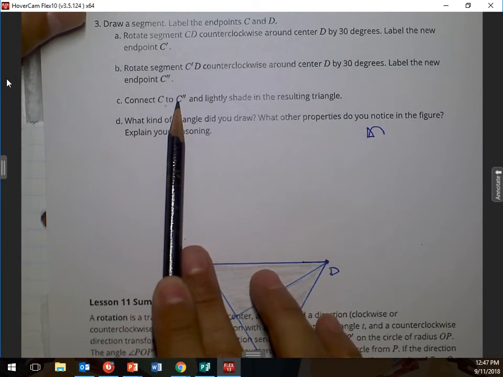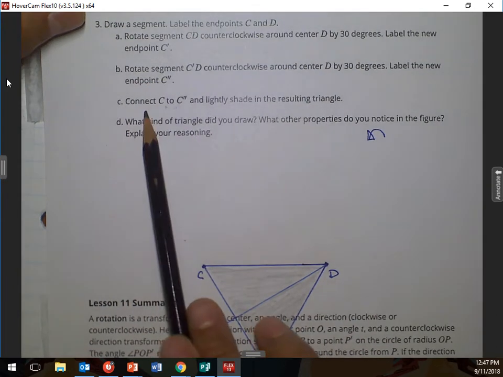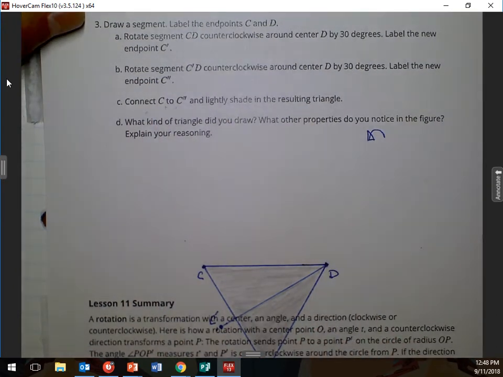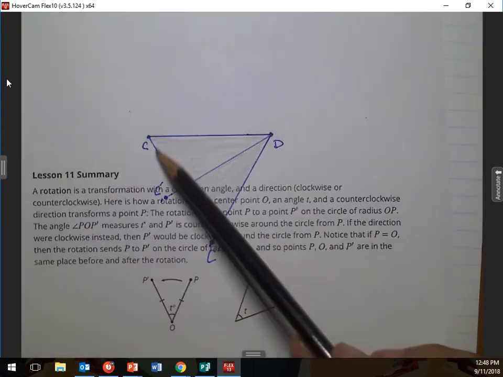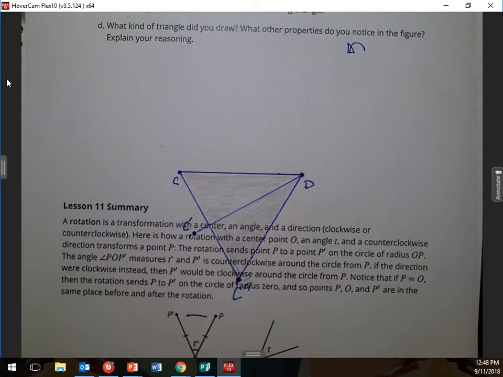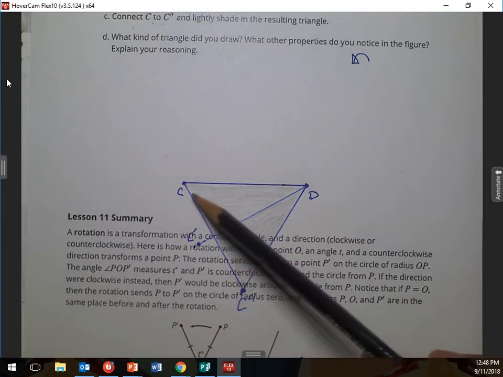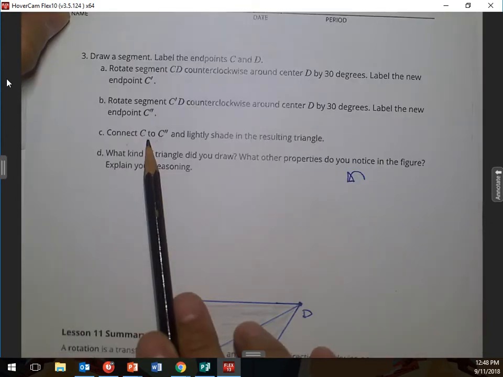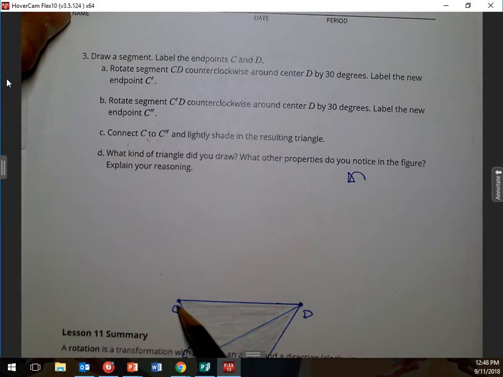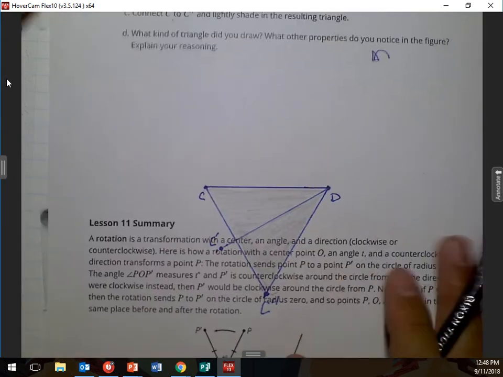Are you shading both triangles? It said right here, yes. From C to C prime, and lightly shade that, all the way. I connected C to C prime by accident, and C prime to C double prime. Then fix it. Okay, all right.